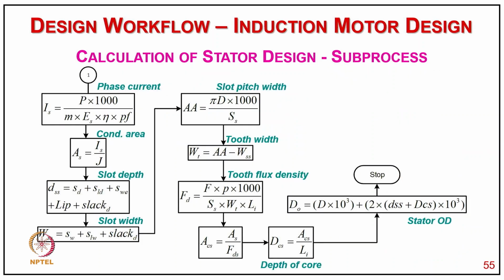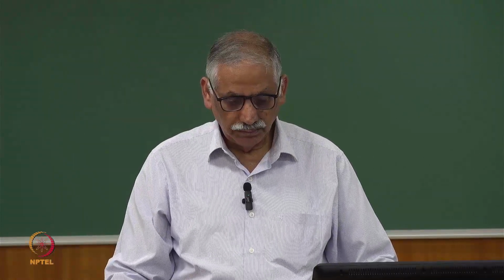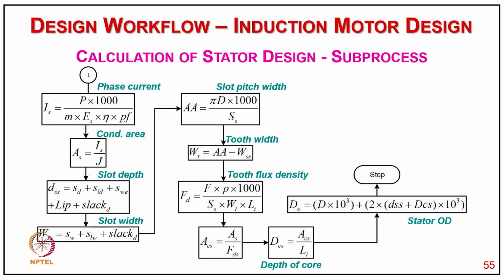Then of course, we go to calculation of stator current, from power, number of phases, efficiency, power factor, and voltage. Once we know the current, then considering current density, we calculate the cross section area of the conductor. Then we get the slot depth from different dimensions, the width of the slot, the slot pitch, width, and tooth pitch, then tooth flux density, because that's a limiting factor, and then the cross section of the stator core, depth of the core, and the stator outside diameter, and we stop. So, this gives us the complete dimensions of the stator, as the workflow of the design.